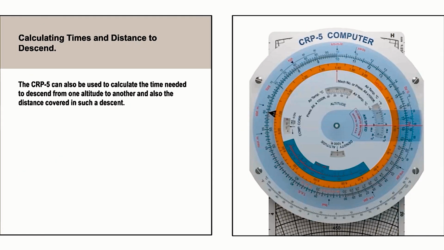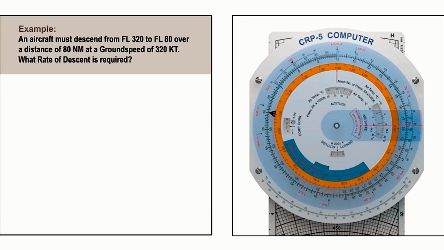The CRP-5 can also be used to calculate the time needed to descend from one altitude to another, and also the distance covered in such a descent. These calculations are performed in 2 steps. What rate of descent is required to descend from flight level 320 to flight level 80 over a distance of 80 nautical miles at a ground speed of 320 knots?